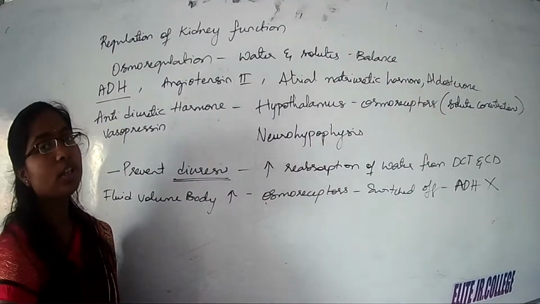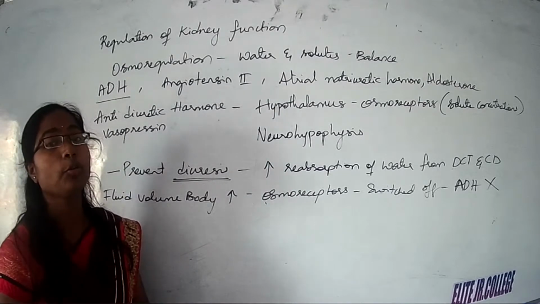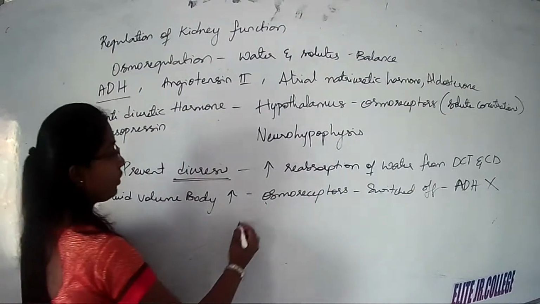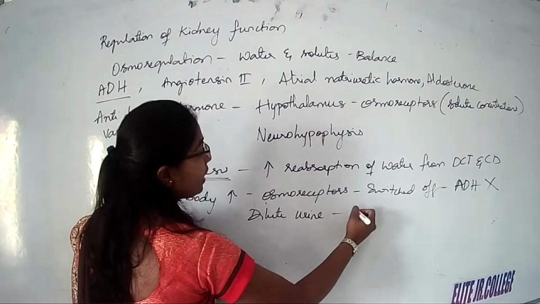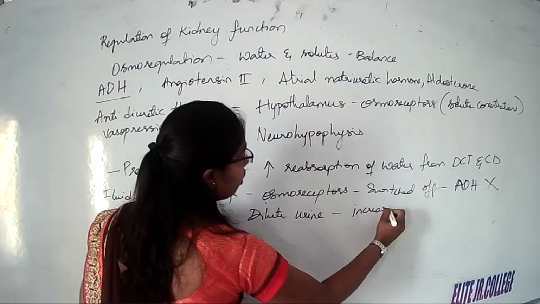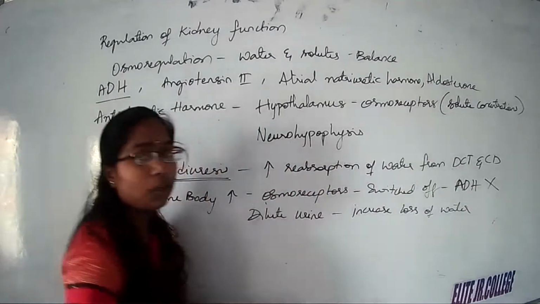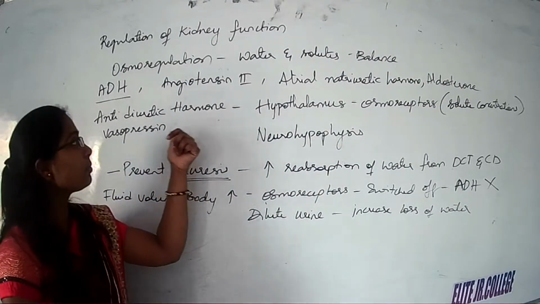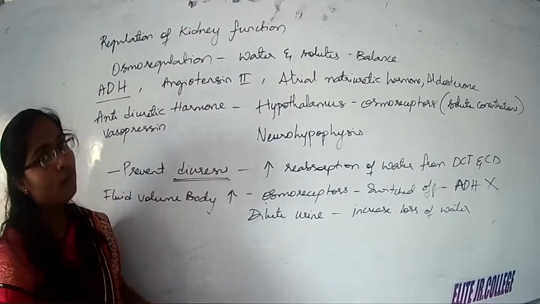When the antidiuretic hormone is not produced, there is no reabsorption of water from the distal convoluted tubules and collecting ducts, and it is going to cause the formation of a dilute urine. That means an increase in the loss of water. Loss of water from the body is going to occur through urine. That is how the antidiuretic hormone is going to help in maintaining the body fluid volume.